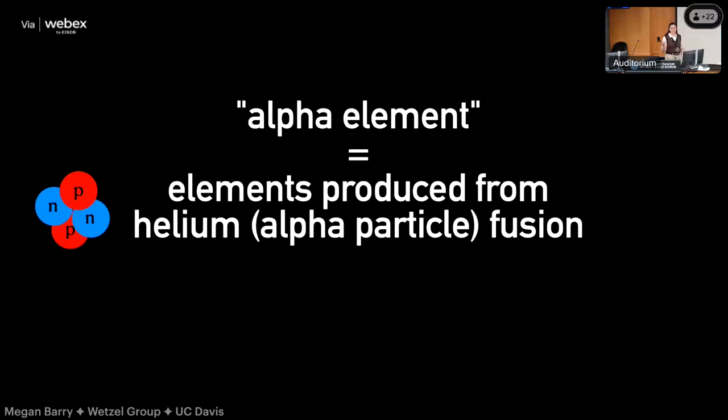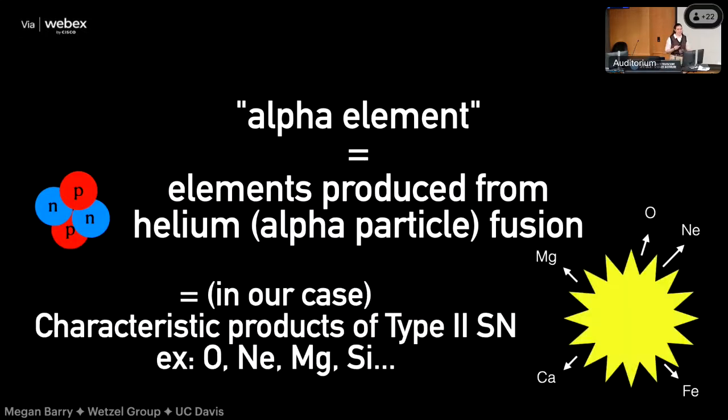So right away, what's an alpha element bimodality? To talk about that, first I have to specify what I mean by alpha element. That is alpha as in alpha particle, as in helium nucleus. So alpha element is a term used in galactic chemical evolution to refer to the elements produced from helium fusion. These even numbered elements, oxygen, neon, magnesium, etc., are built up from helium nuclei.